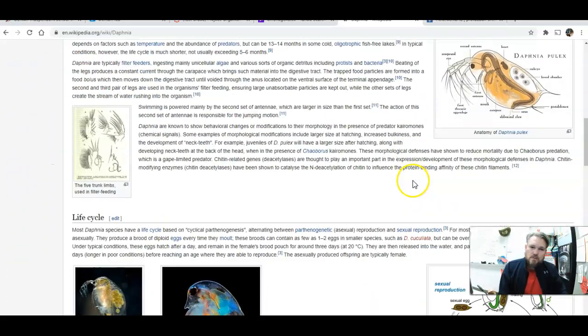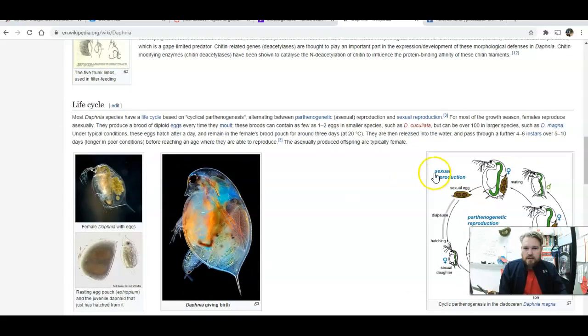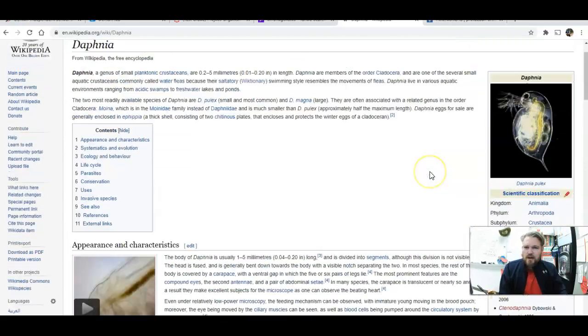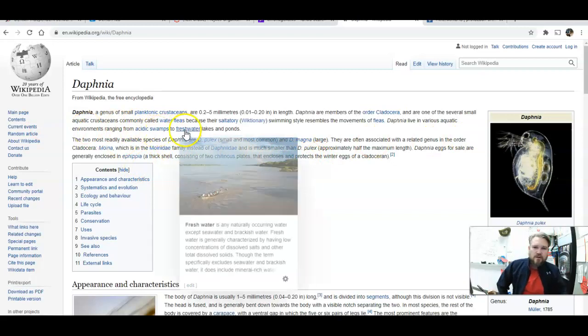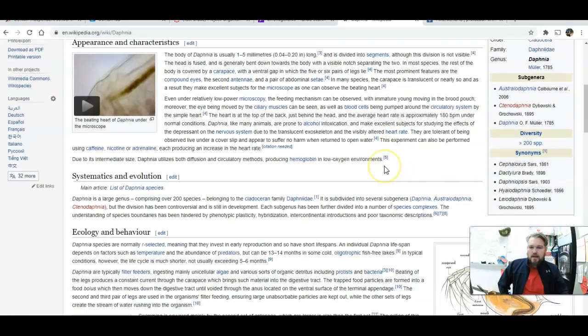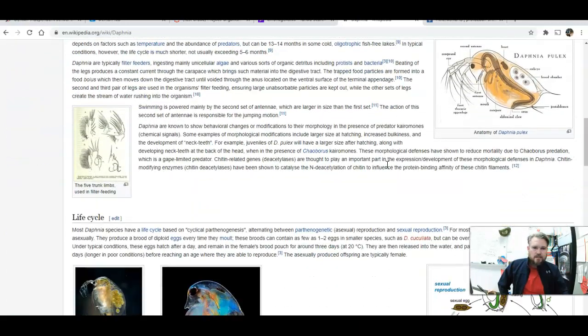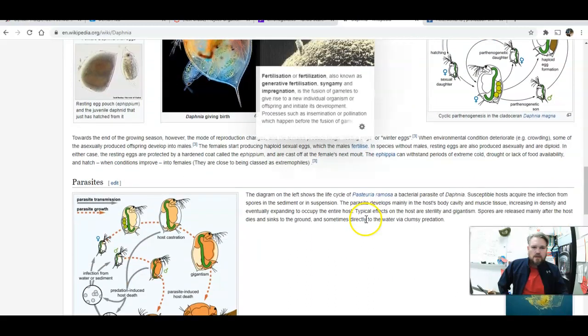These would be zooplankton. Typically they are freshwater. I don't know of any saltwater ones, but if you read about it, you might find some. It looks like they range from acidic swamps to freshwater lakes, so most of them are freshwater. Anyway, they are zooplankton. They search for food. There's their life cycle: they have eggs, and then they hatch, and so on. So read about that.